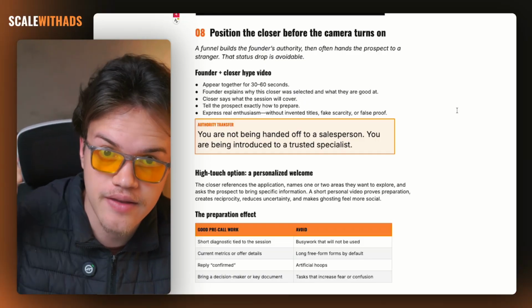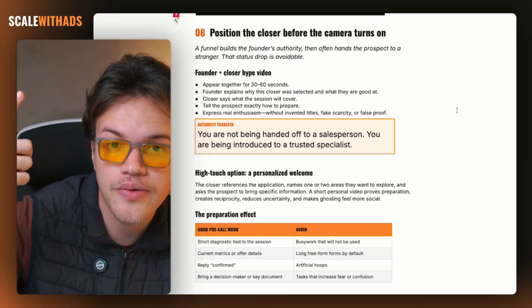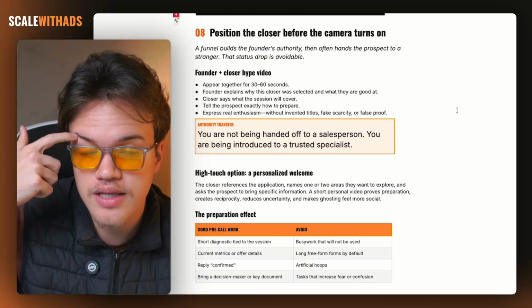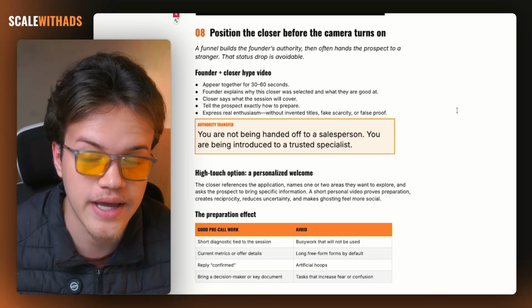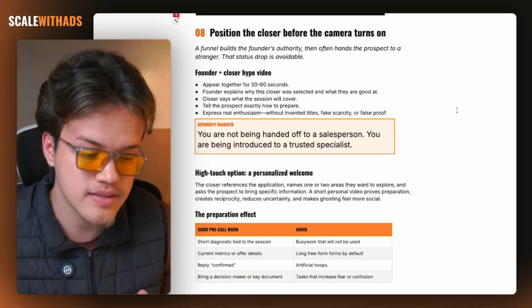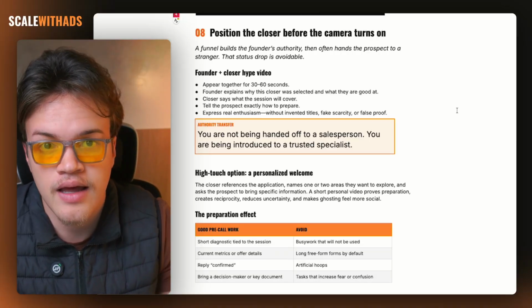That way, they're going to position the closer better and they're going to actually respect and show up for the call. So again, you're increasing your show up rates and you're increasing your close rates because now the lead has more context around the closer and they respect them more. And they will have their guard down because it's not positioned as a closer, but instead a coach.